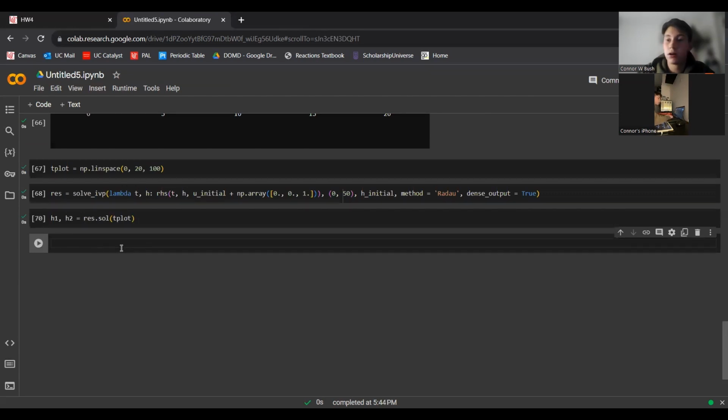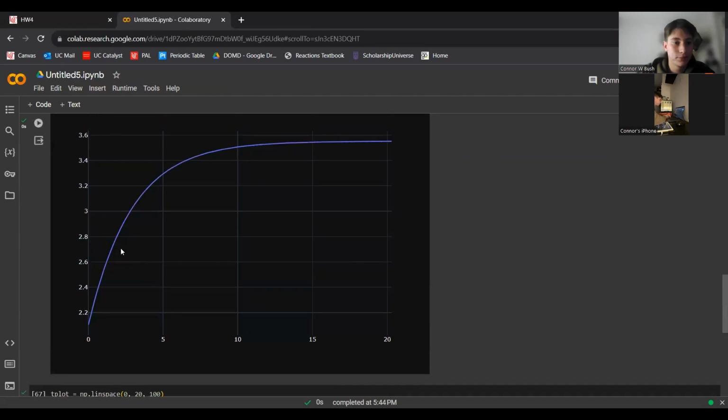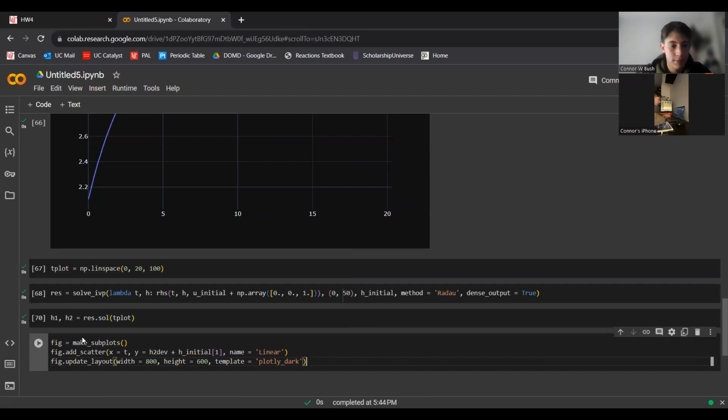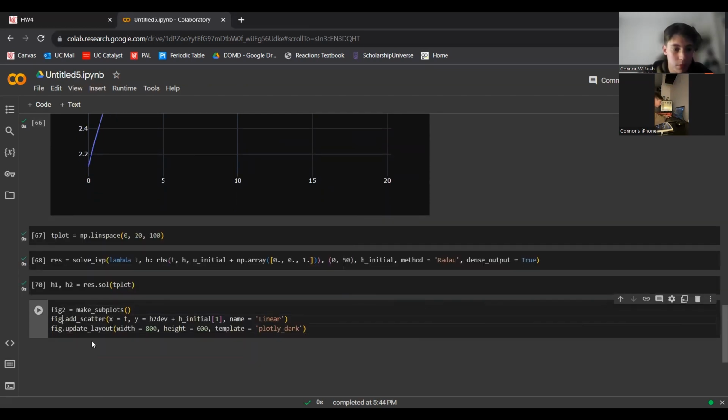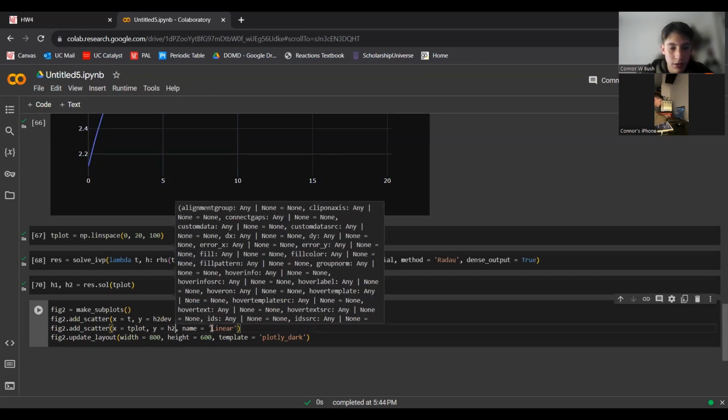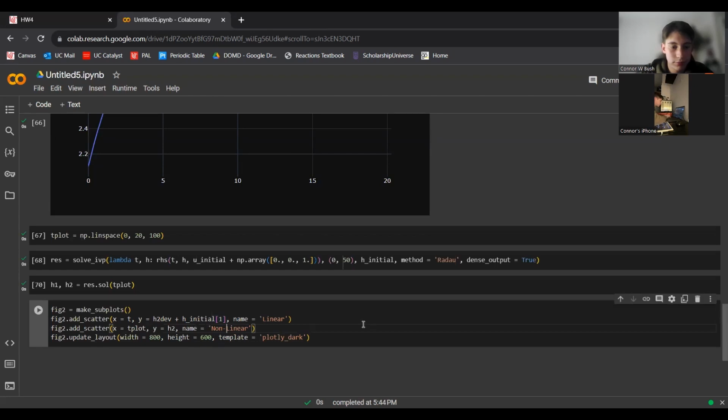So now we can start plotting. I'm going to just copy and paste most of this. We're doing a second plot, so fig2. And then we're going to add another scatter plot for this nonlinear. So the x here will be t-plot, and then the y values will be just h2. And then the name for this one will be nonlinear.